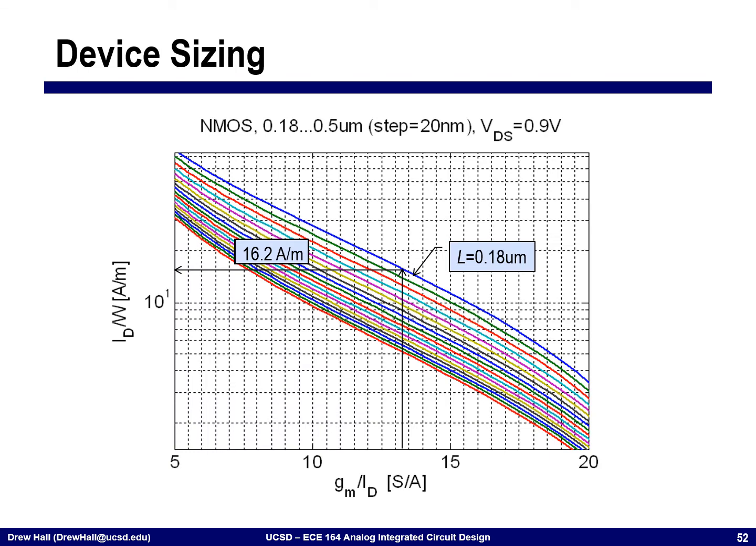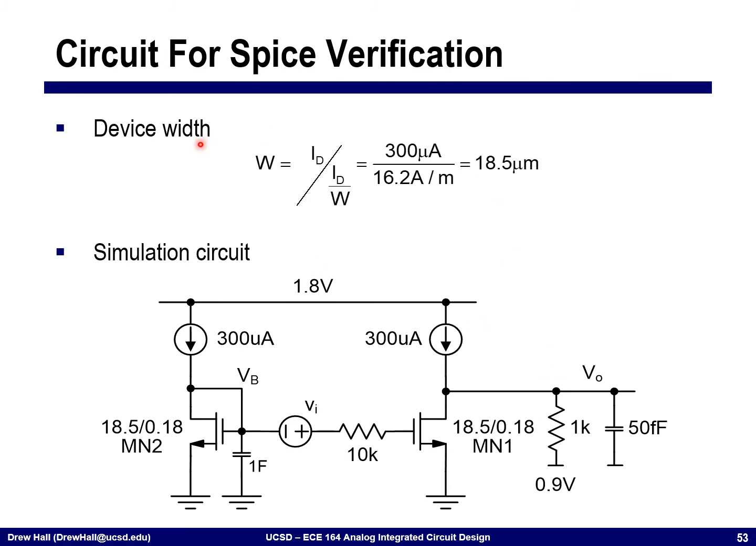All right, so now how do we size this device? We use our current density plot, again coming back to gm over ID of 13.3, 0.18 micron channel length, and this gives us a current density of 16.2 amps per meter. Now when I want to calculate the width, it is going to be equal to ID divided by this current density, ID over W. For 300 microamps of current, this gives me an 18.5 micron device.